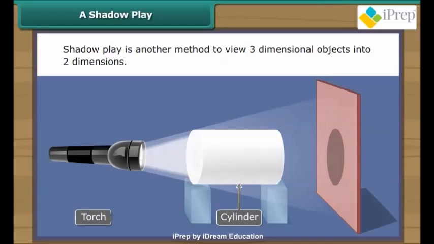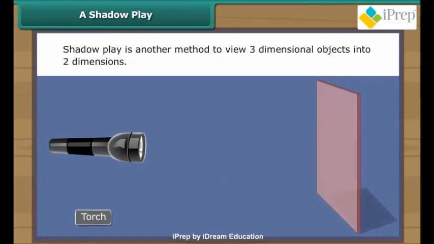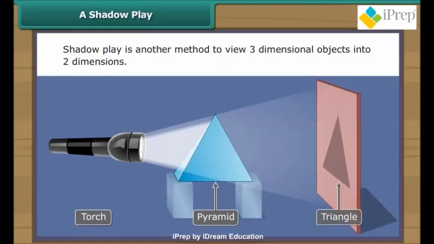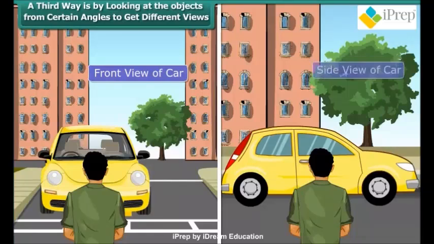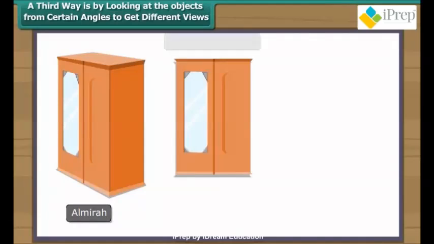Now we cast a shadow of a cylinder. Now we cast a shadow of a pyramid. There can be multiple answers because of different arrangements. A third way is by looking at the objects from certain angles to get different views. We can look at the object by just standing in front of it and from the side and top as well. Let us see some of the objects through this method.